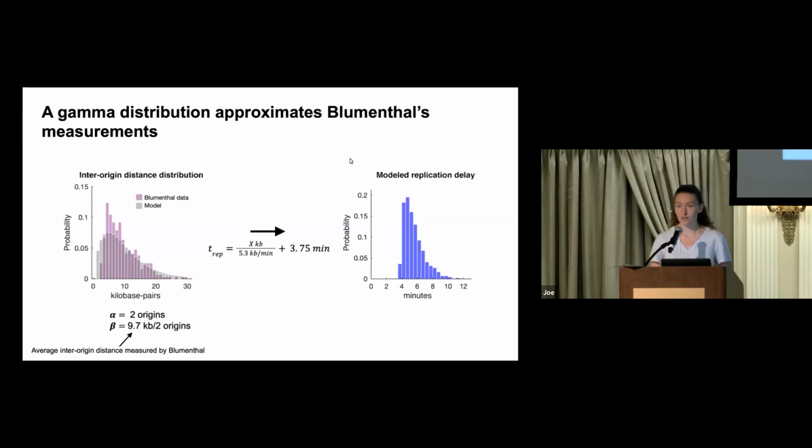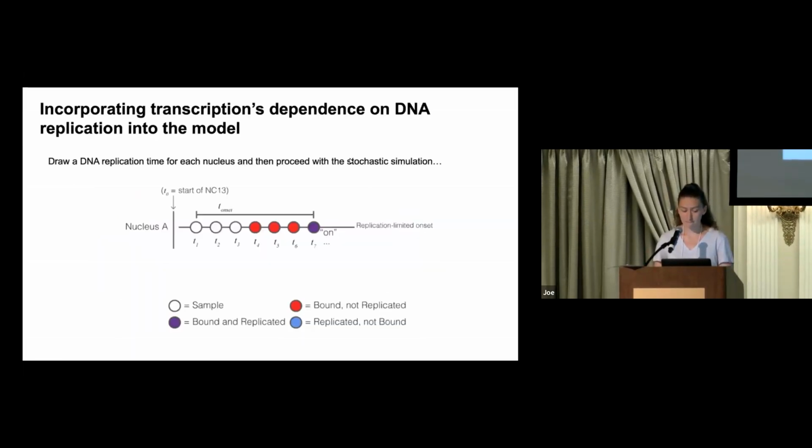I then converted these inter-origin distances into replication times to generate a distribution of possible replication delays for the reporter. So now the stochastic simulation is able to draw a DNA replication delay for each nucleus. Here's an overview of the new simulation approach. Now two things must happen for a nucleus to transition into an on state: Bicoid must outcompete nucleosomes at the enhancer, and the promoter of the reporter must complete DNA replication.